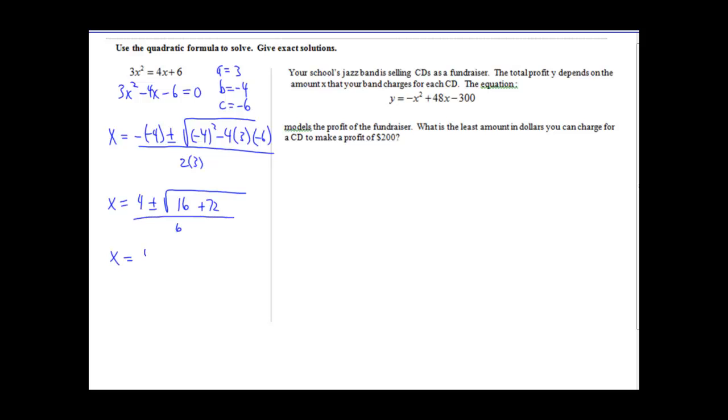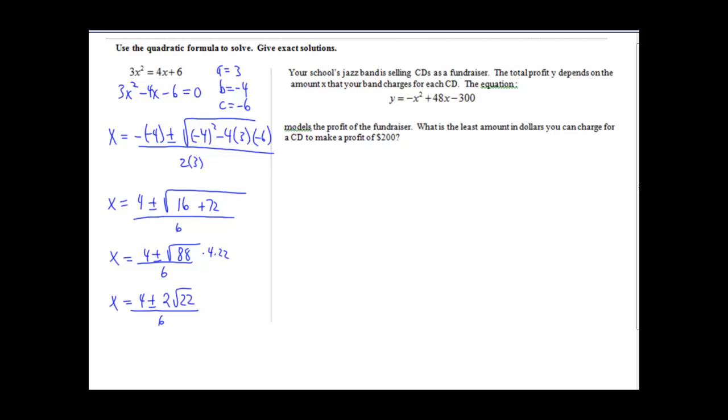So x equals 4 plus or minus the square root of 88. So we're going to have to simplify that 88, hopefully. We get x equals 4 plus or minus, by simplifying the radical, you should get the square root of 88, which is really 4 times 22. We're going to get 2 radical 22, all over 6.